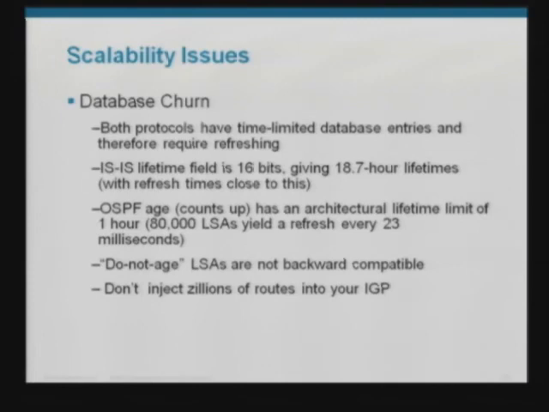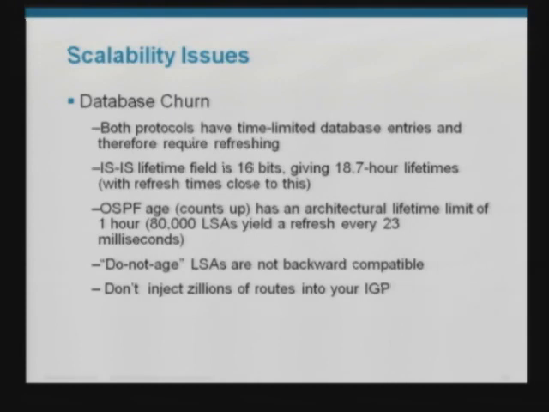And then there is a do not age feature in OSPF, which keeps the LSA forever until something changes in the topology. But the problem with the do not age LSA is that if one router in that area is not capable of understanding the DN bit, which is the do not age bit of the LSA age, it's not going to let you originate the do not age LSA. So if you're originating zillions of routes in your IGP, it's not a good thing to do because the protocol will not scale that way.